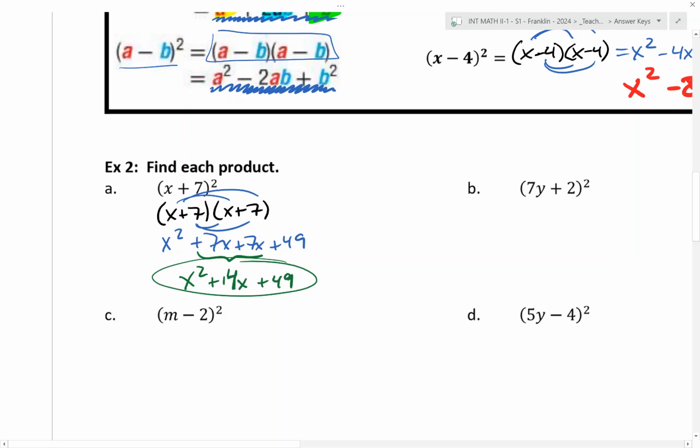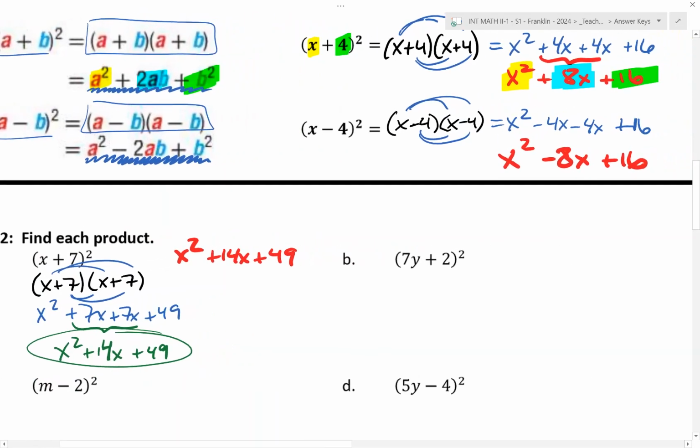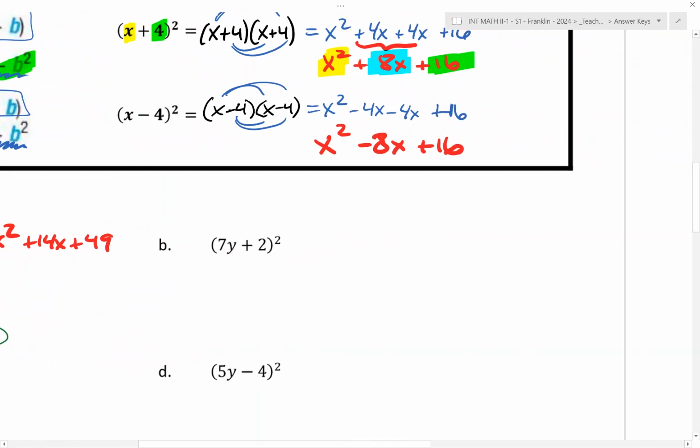Now using the pattern, if you wanted to, you could see that, okay, we have x plus 7 squared, so a squared is x squared. 2ab, 7 times x is 7x, and 2 of those is 14x. And then 7 squared is 49. So you can get to the answer without writing as much if you remember the pattern. Let's try the pattern first on example B and then see if our work matches it.